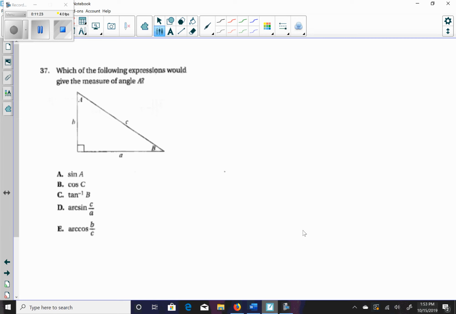Number 37, which of the following expressions would give the measure of angle A? So they tell you that it's a right triangle, and that's the only time that you can assume it's a right triangle, is when they tell you it's a right triangle or they give you that symbol. So I have to go back to my geometry days, and for those of you who are doubling up and taking geometry, you might not have seen this, but you will get there eventually.